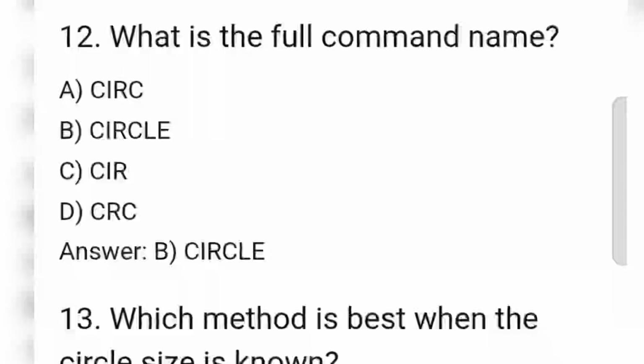Question number 12. What is the full command name? A. CIRC, option B. CIRCLE, option C. CIR, option D. CRC. Answer is B, CIRCLE. This is the full command name of circle.